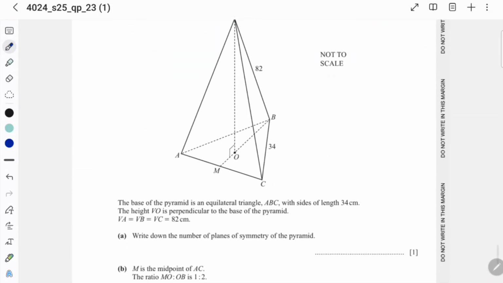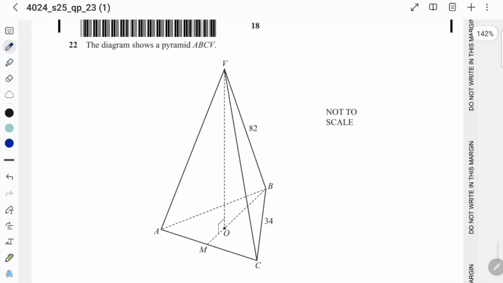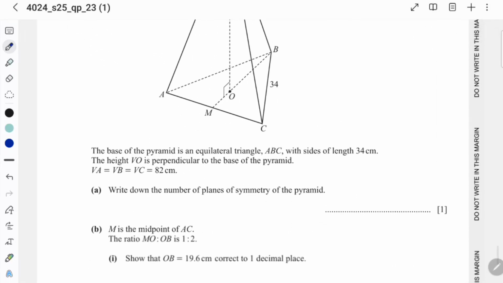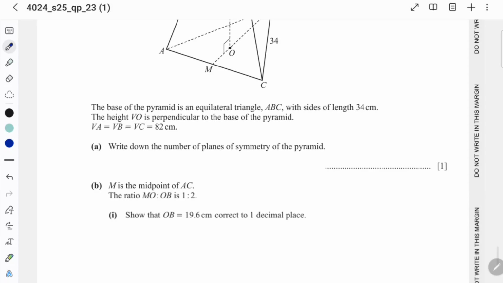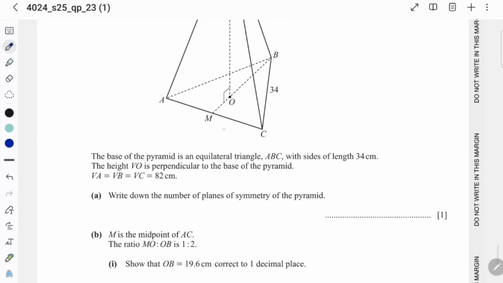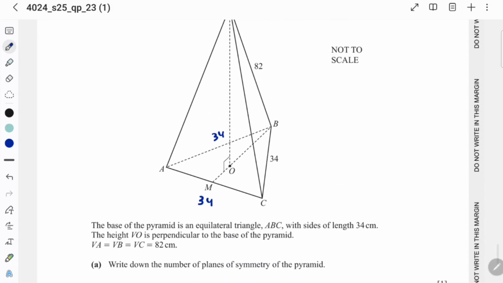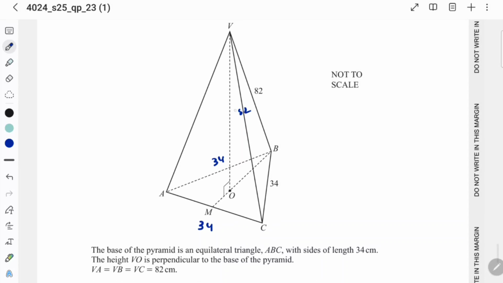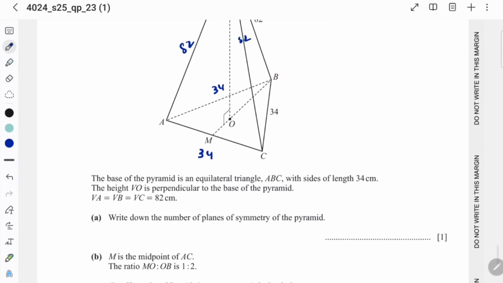Okay, we have question number 22. A pyramid. The base of the pyramid is an equilateral triangle ABC with side length 34. It means that all the sides equal 34, 34 and 34. The height VO is perpendicular to the base, and VA, VB, VC are equal to 82. They all are 82. Write down the number of planes of symmetry.